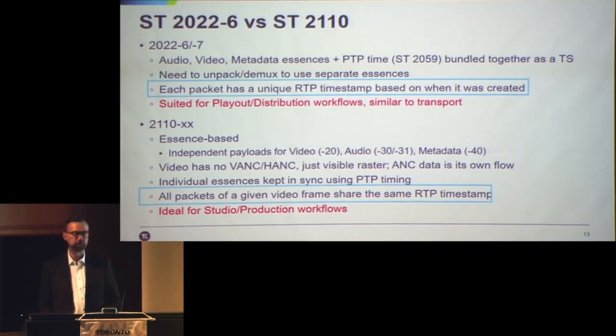Each packet has a unique RTP, real-time transport protocol, timestamp and sequence number. This means that every packet can be identified. You know exactly which one is lost or missing, unlike MPEG transport, where you just throw some stuff out there and hope the packets get to the other end. You could actually ask for a resend.